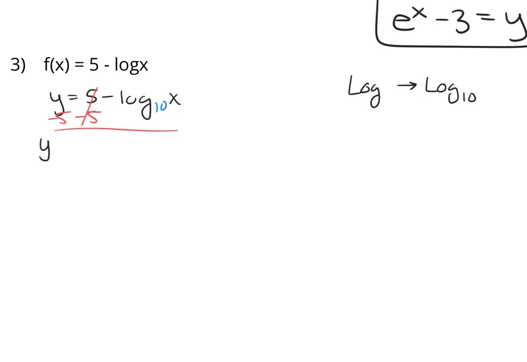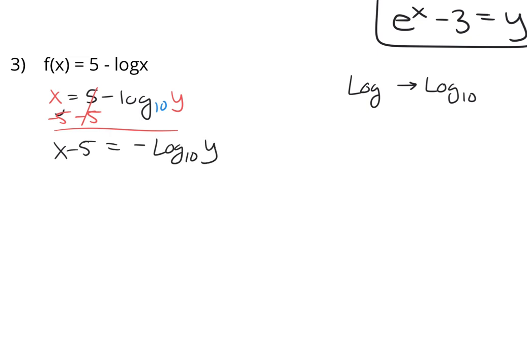Oops, I almost forgot to switch, I did that last class too. I almost forgot to switch my x and y. Can't find the inverse if I don't switch them. So I'm going to make that x and this guy y. Okay, so we have x minus 5 equals negative log base 10 of y.